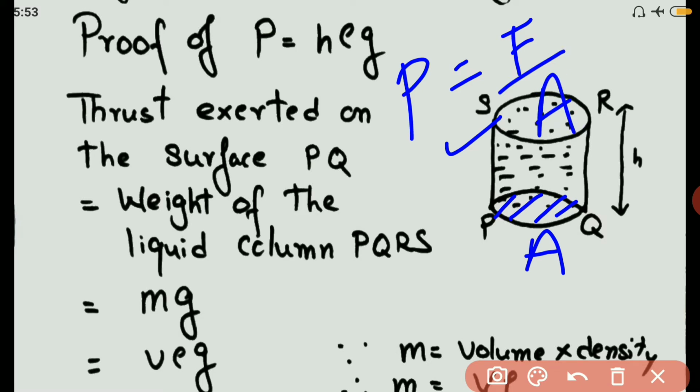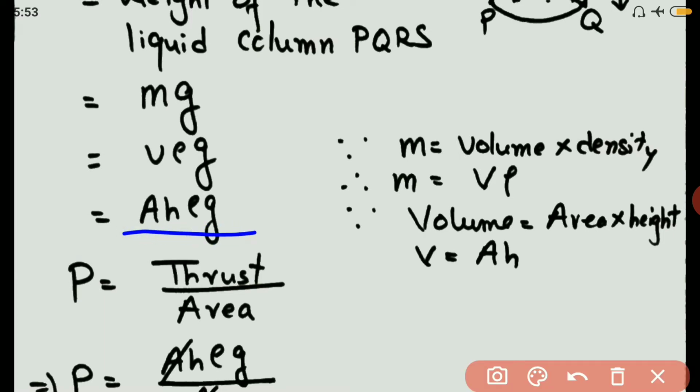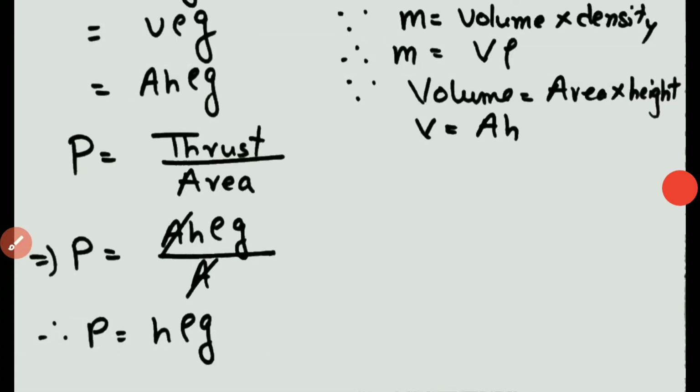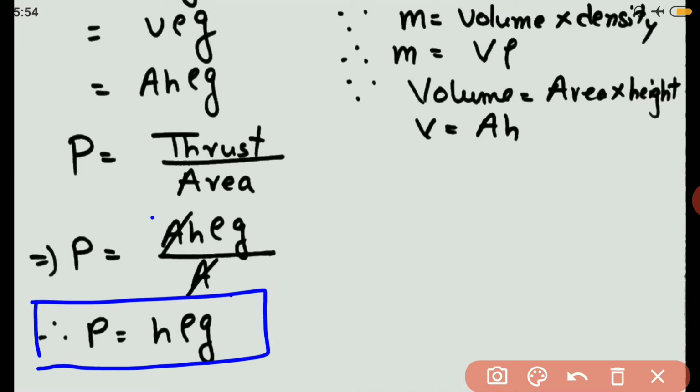Just now we calculated the value of thrust, which was supposed to be AH rho g. So replacing the value of thrust in the area, we shall get P equals AH rho g upon A. So this A and this A can be cancelled. Hence the remaining expression will be P equals H rho g. This is the proof for the expression for liquid pressure.